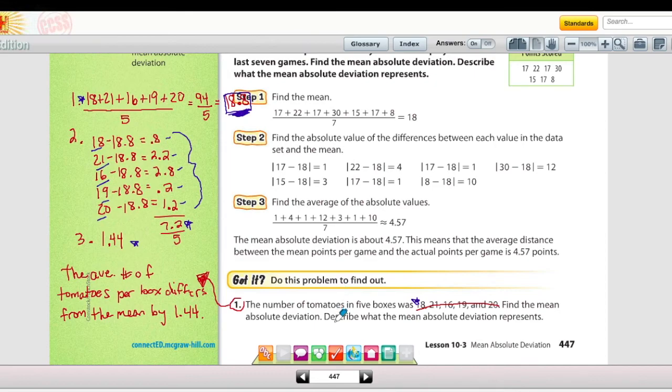To describe what that means, you would say the average number of tomatoes per box differs from the mean by 1.44. Again, it was a lot faster explaining it because I wrote out all my steps and showed my work. Make sure you have all of those steps on your notebook sheet so you can refer back to them when calculating the mean absolute deviation.